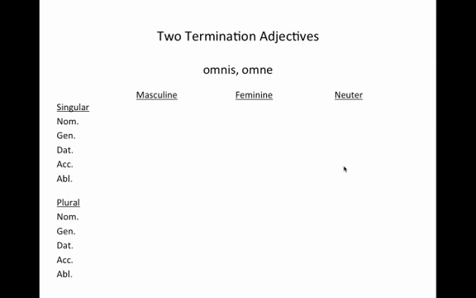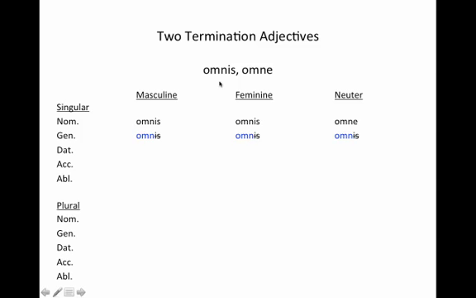Moving on to our two termination adjectives, we're going to use omnis, omne as our paradigm word. And remember that first term, omnis, is going to tell you the nominative of the masculine and the feminine. And omne is going to tell you the nominative of the neuter. We're going to use omnis as the genitive for all of these, and we're still going to go to the genitive to get our stem. So our stem for this whole declension is omn.